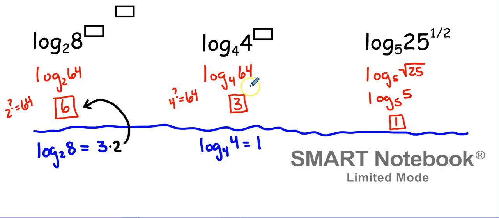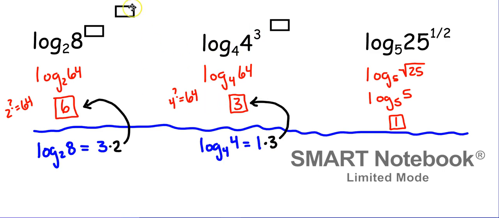Well, how do I go from here to here? I multiply it by 3. And what happens to be our exponent here? 3. So if I just multiply my answer down here by whatever the exponent was, it gets me back to the answer to the actual question.